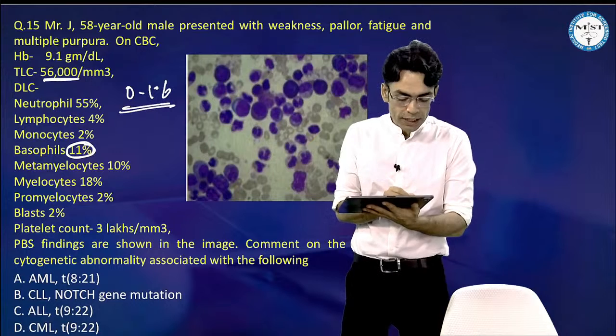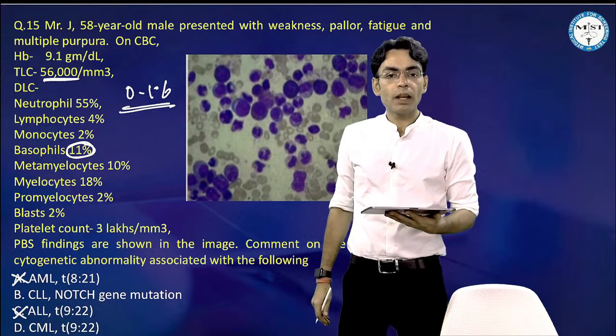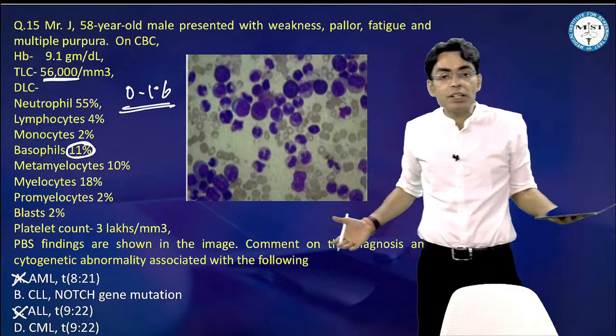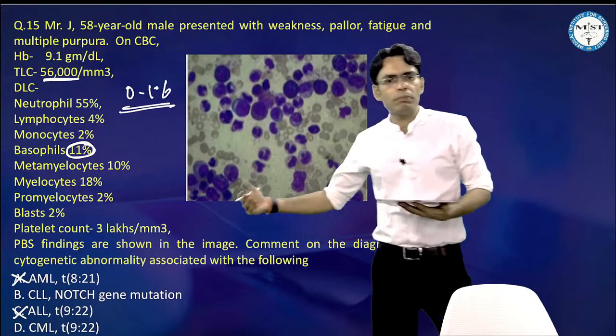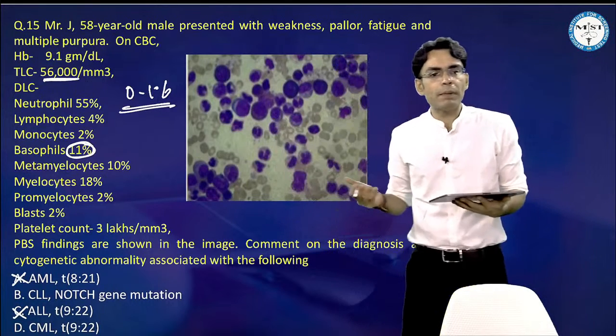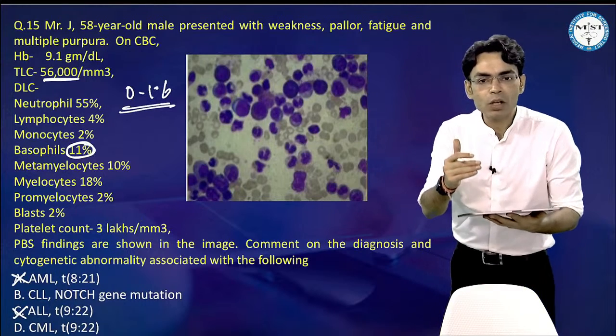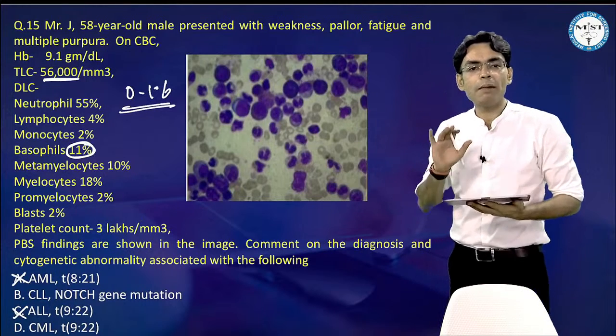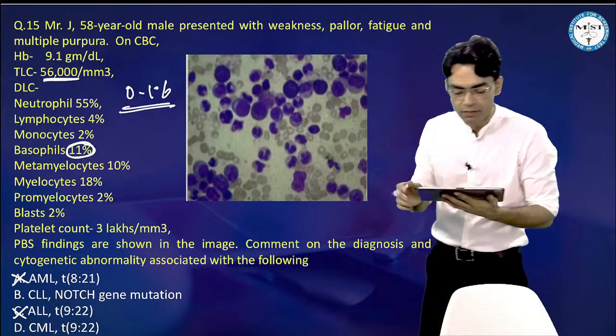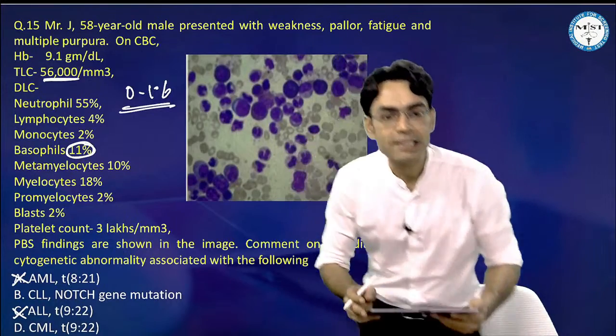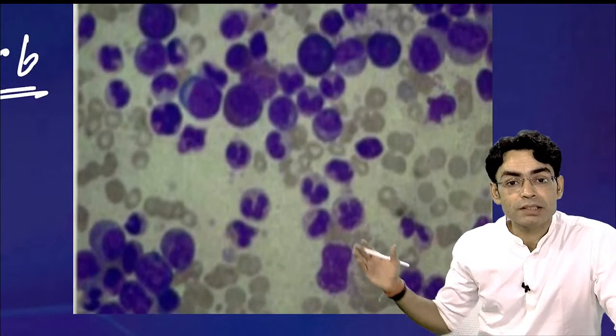So first of all, cut out acute. Because for acute leukemias, how much blast percentage do you need? More than 20. So cut it out. Acute is finished. Now what are we left with? Either it can be chronic lymphoid or chronic myeloid. Okay. Now let's see what cells they have given. So if you see the cells, the blasts which you are getting in this are big blasts. You see.